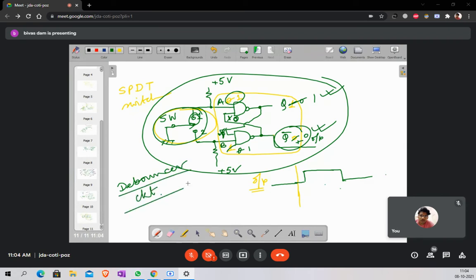Remember, this specific debouncer circuit will function only where you are using SPDT type of switches, single pole double throw type of switches. For those type of switches only, this debouncer circuit will operate.